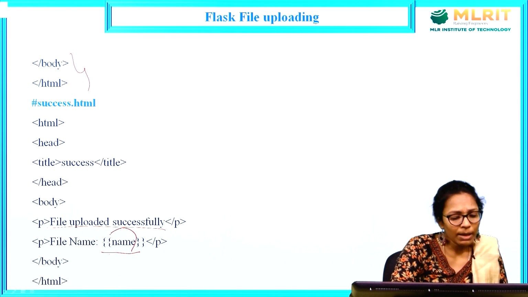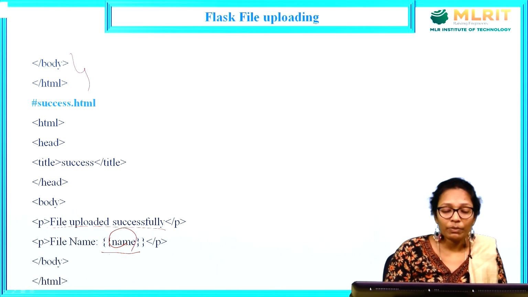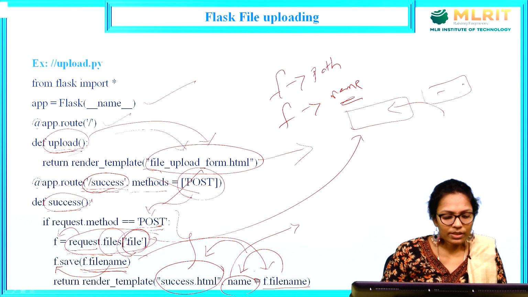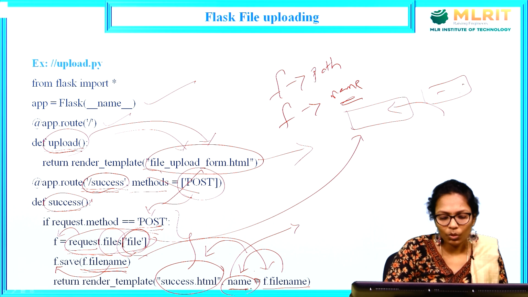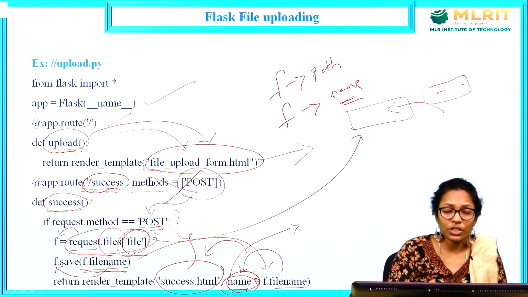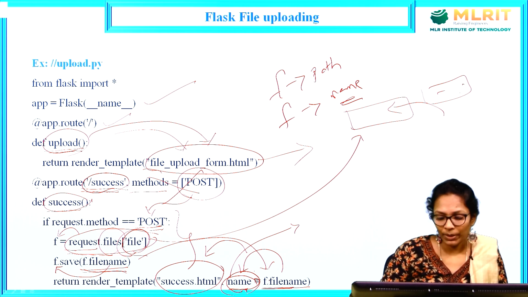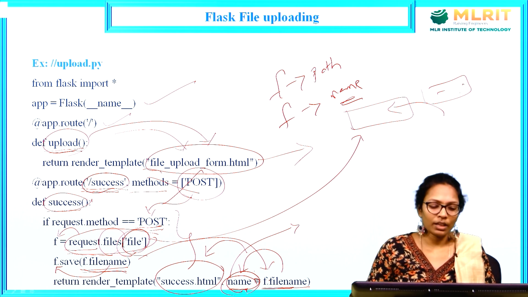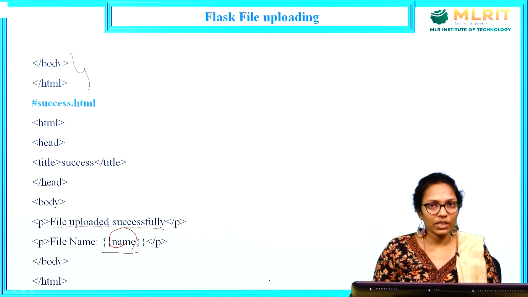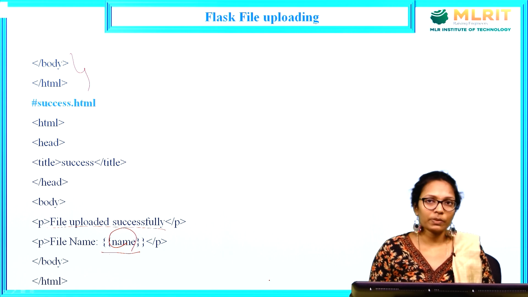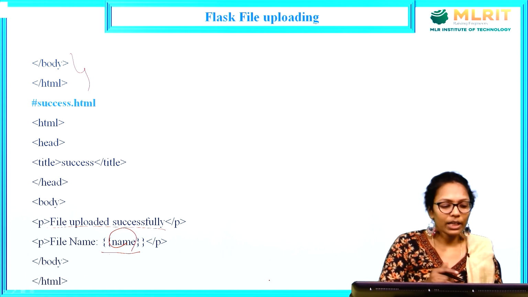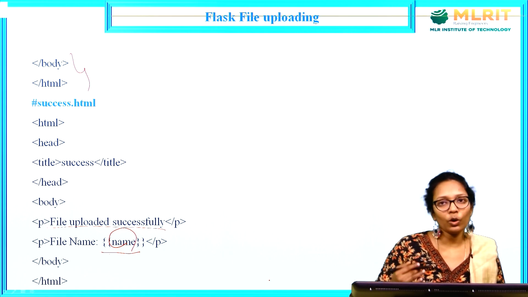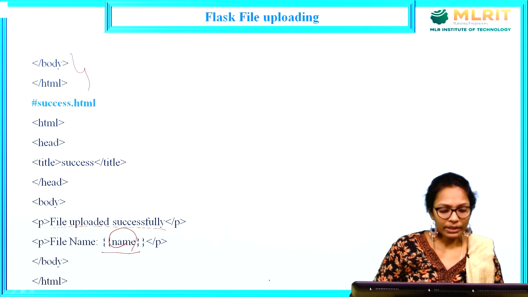What is this name actually? Name is a variable. And from where it is coming? See, you can see here we have sent. Name is a variable which is used by the HTML page. But what is its value? The value of name is f.filename. What is f.filename? The file name which the user is uploading. So upon successful uploading of a file, we will get a message, file uploaded successfully, followed by the file name also displayed.